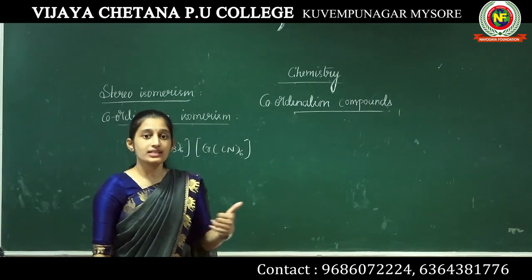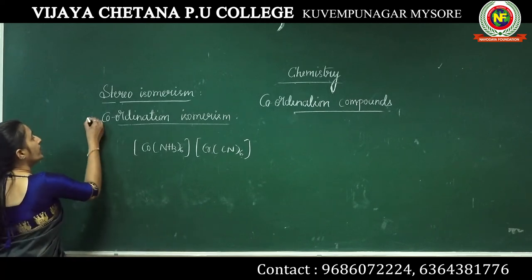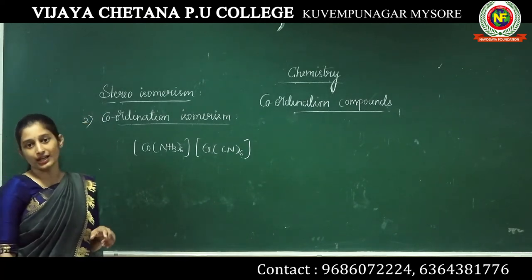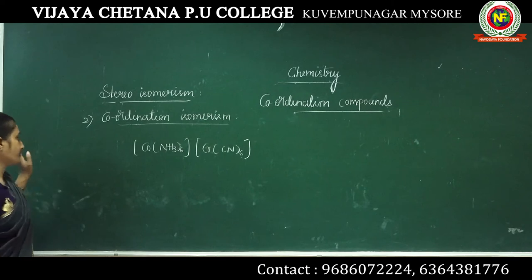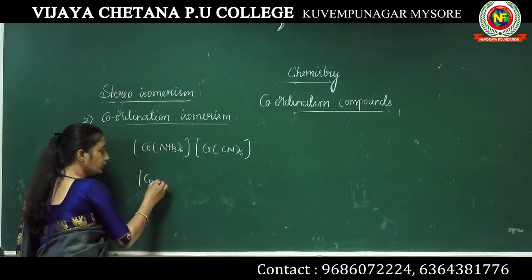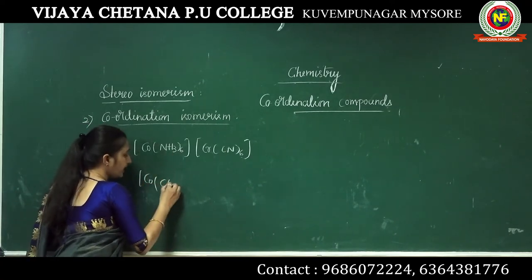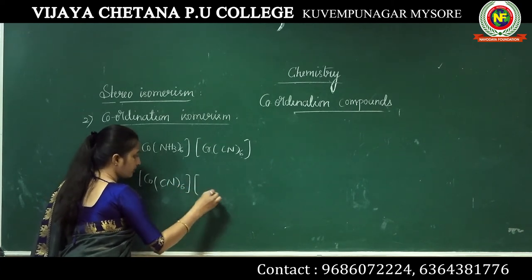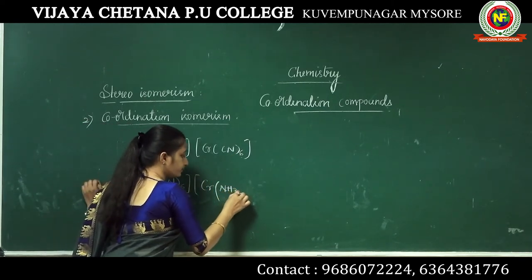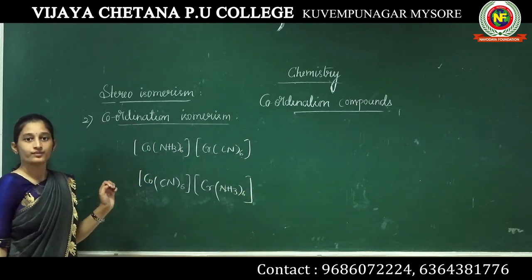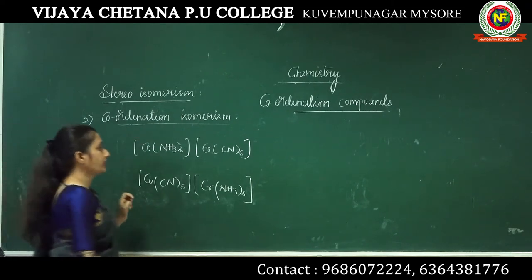Next one, this is also a type under stereoisomerism. Second type, coordination isomerism. What is this coordination isomerism? I will write the example first. After that, I will explain. See, Co, here NH3 is there. I'm not going to write NH3. Instead of that, CN six times. Cr, instead of Cl, I'm going to write NH3. See the beauty of this compound. Coordination isomerism. How does it look?